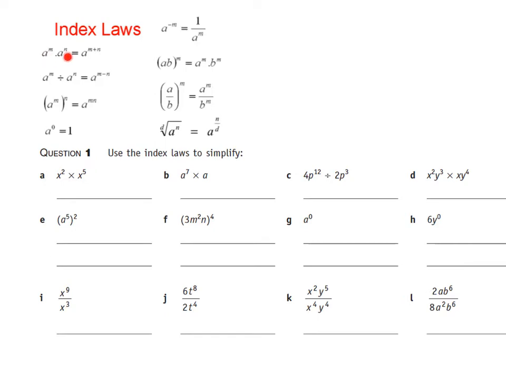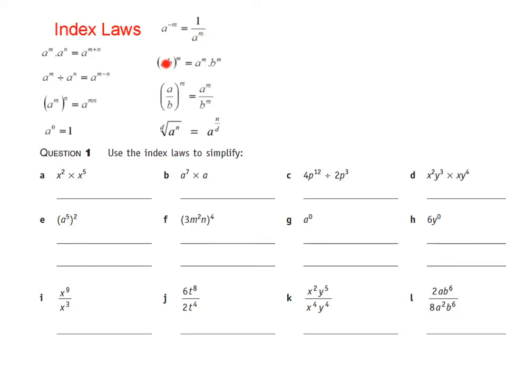When you're multiplying indices with the same base, you add the powers. When you're dividing indices with the same base, you subtract the powers, and notice that the base stays the same. When you've got a power of a power, you multiply those powers and the base stays the same. Anything to the power of 0 equals 1. You've got the negative index law, so anything with a negative power becomes a positive power on the denominator of a fraction.